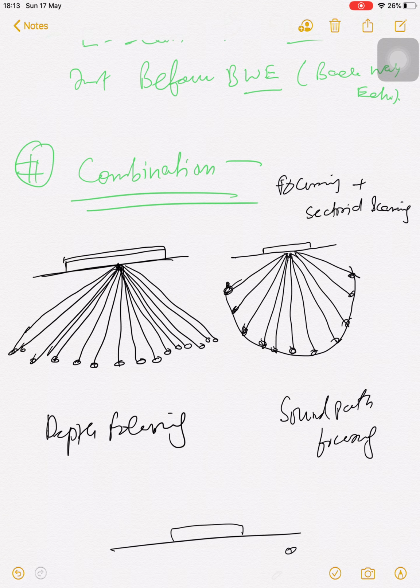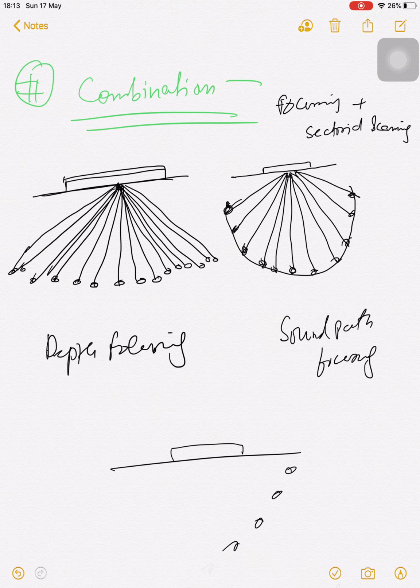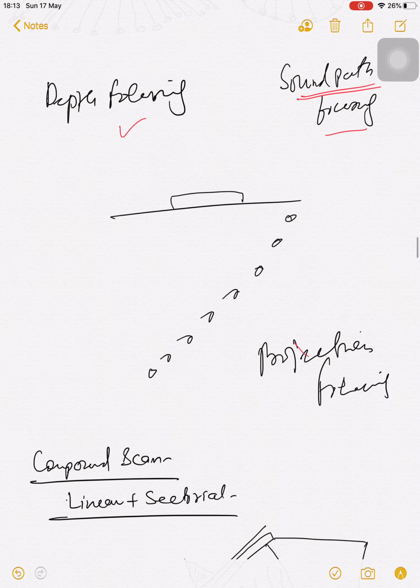Okay, what are the combinations of both focusing and sectorial scanning? If you see depth focusing, it is taken depth-wise, and if you are taking sound path focusing, it is taken arc-wise. Okay, same way it will be taken care of. Projection focusing, if you see this one, you see the start, and this will be like this, and your beams will be like this. Okay, so as you can see, it is your steering, so it will go like this.